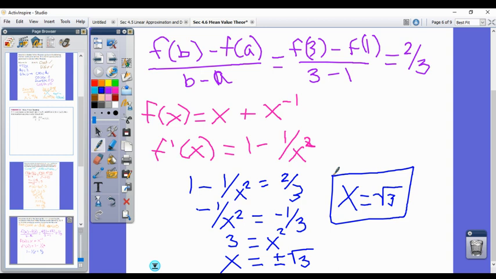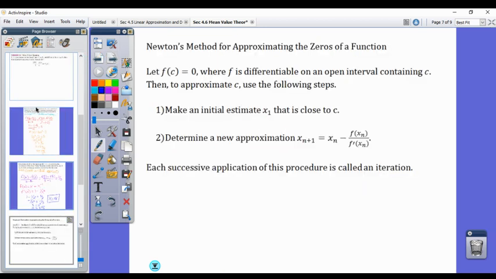All right, the last thing that we're going to learn about in this video is Newton's method for approximating the zeros of a function. So in this case, what we're going to do is make some initial estimate, x1, that's really close to the c value, and then we're going to use this formula. Okay. So every time that you do this, it's called an iteration. So let's go ahead and knock this out with an example.